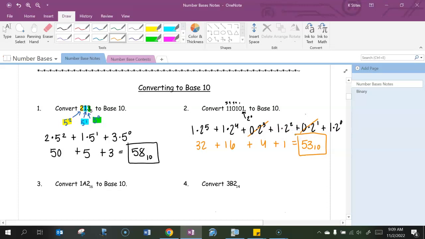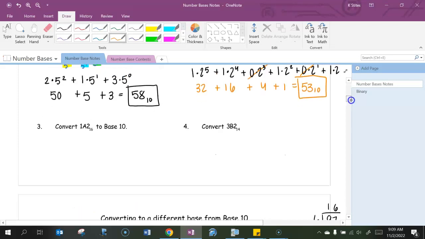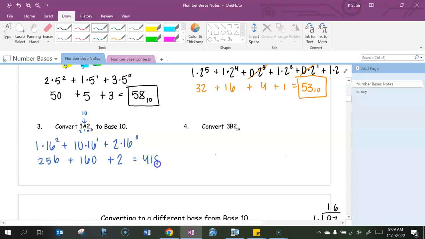All right, now let's try what happens when we have letters involved. A here is like our 10. We're in base 16 here. So again, we're going to do 1 times 16 to the second, plus 10, which is what we put for A, times 16 to the first, plus 2 times 16 to the 0. 16 squared is 256. This is going to be plus 160 plus 2. If you evaluate that, you're going to get 418 base 10.